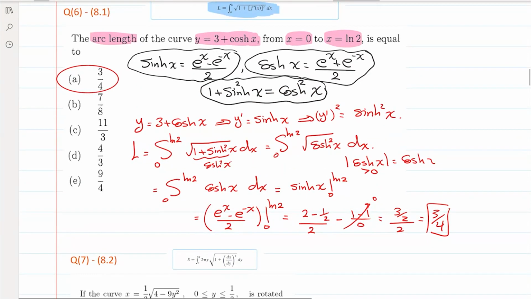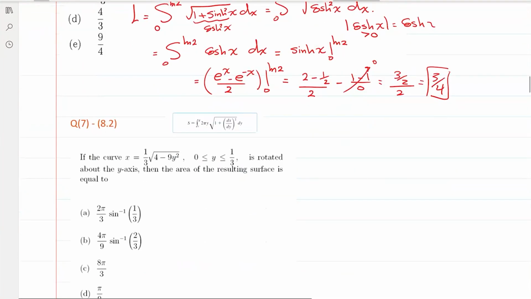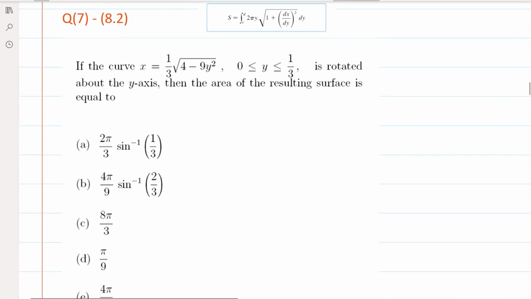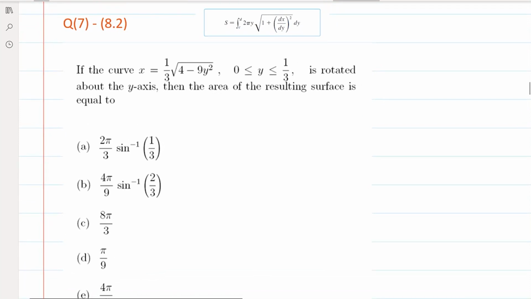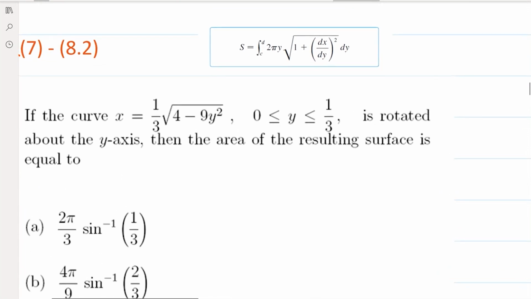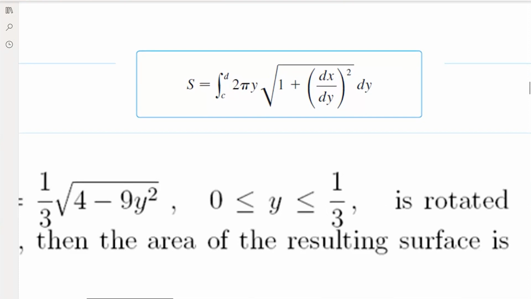Okay. Next question. Of course, this is 8.1. Usually we have a question about 8.1, which is arc length, and another one for 8.2, which is the area of surface of revolution. Now this is the rule, guys, of the surface area of revolution. All of us know this rule. But I need you to be careful about the following. What I mean by this y.